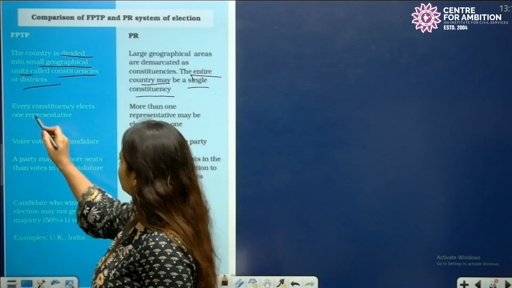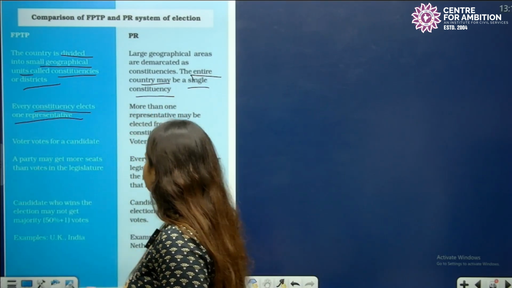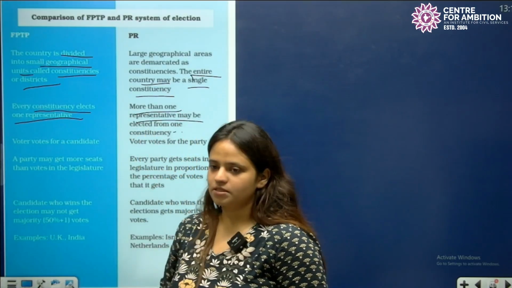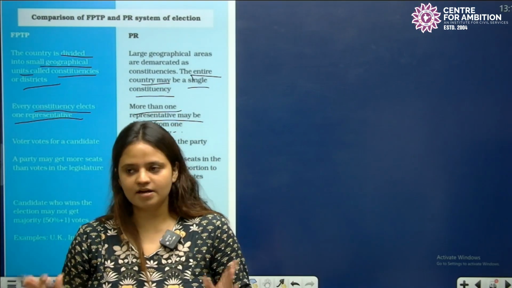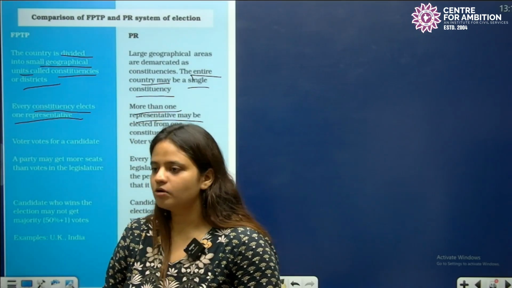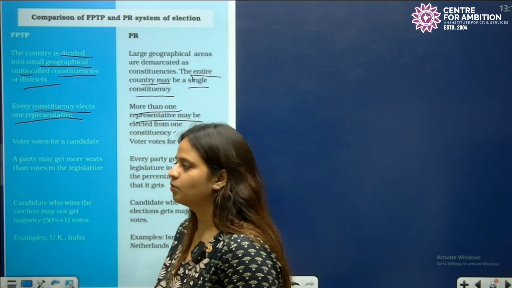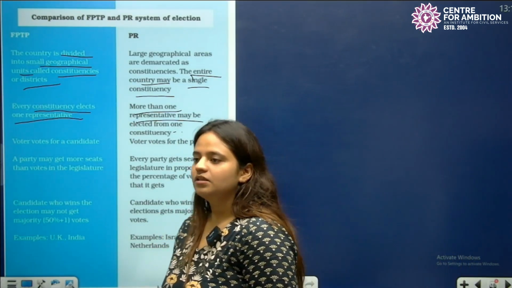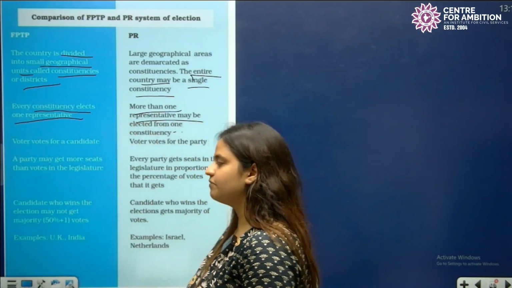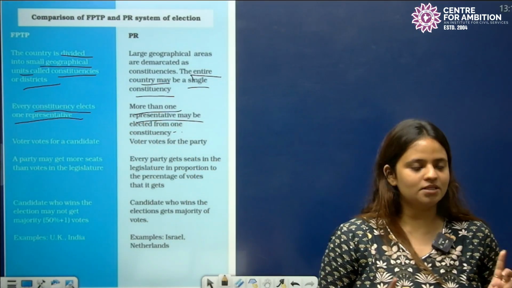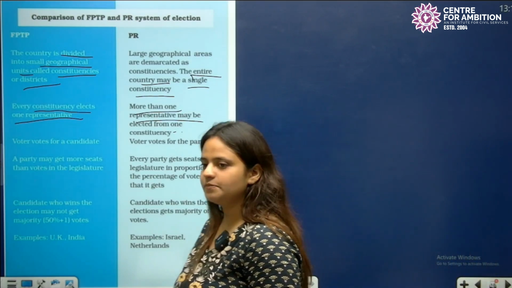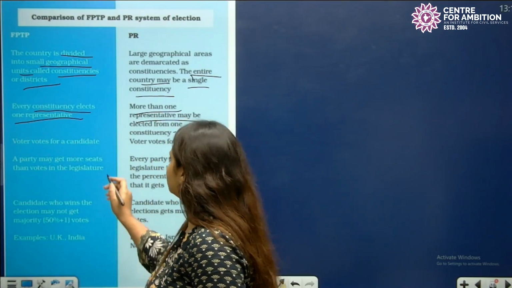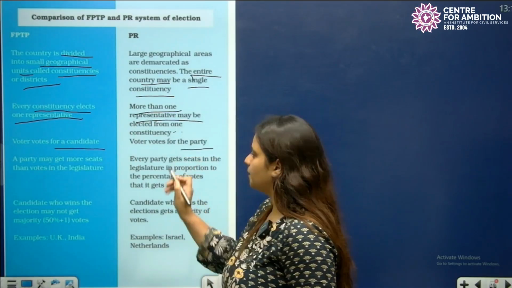In case of FPTP, every constituency elects one representative, whereas in PR more than one representative may be elected from one constituency. So in case of FPTP, when we have divided the country into many constituencies, we also expect that every constituency has one representative, and in case of PR system, as the country is a single constituency, we can have more than one representative elected from one single constituency. In case of FPTP system, as I told you, the voters vote for the candidates, and in case of PR system, the voters vote for the party.